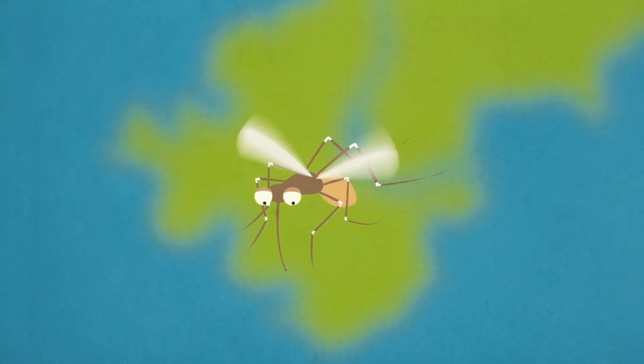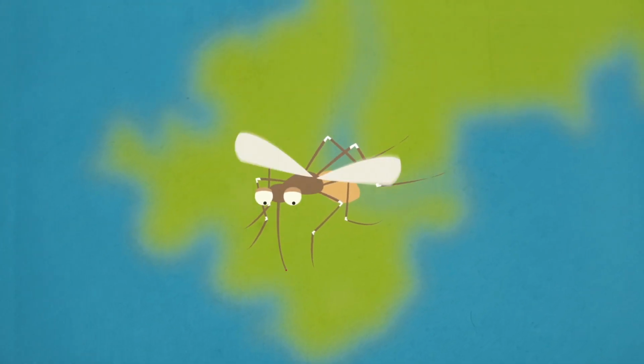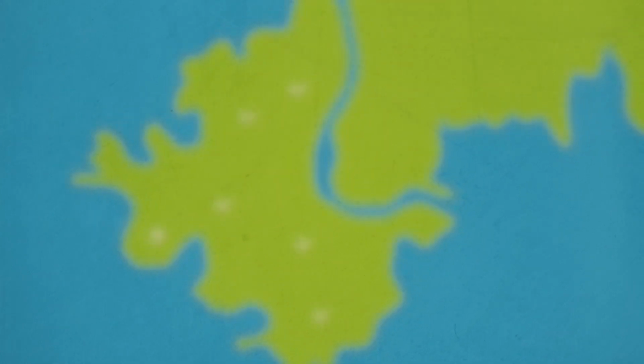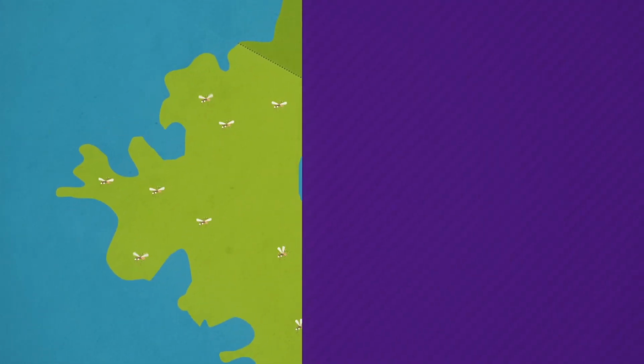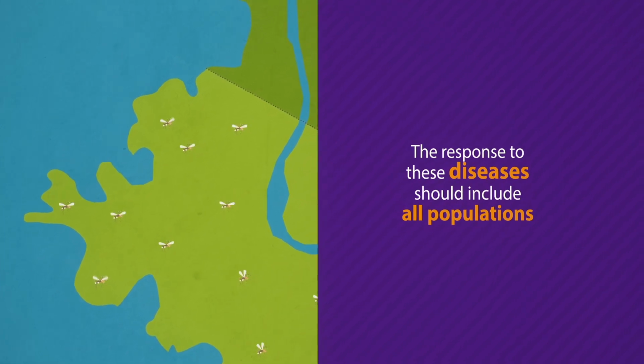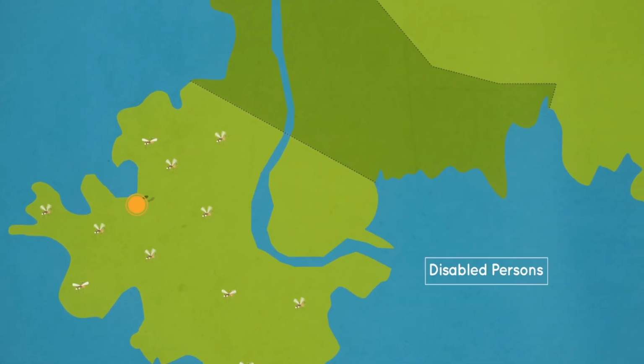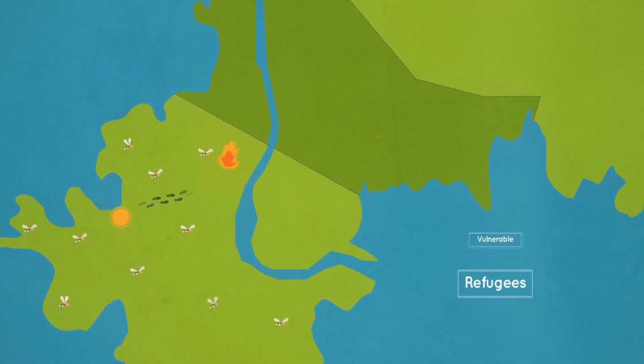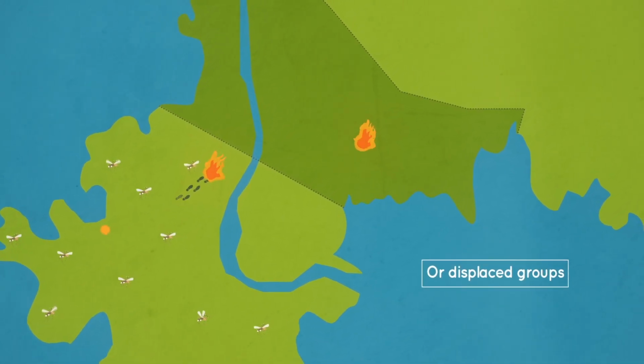But mosquitoes know no borders and will bite regardless of one's nationality or reason for migrating. This is why the response to these diseases should include all populations, including all migrants, whether they are disabled persons, refugees, or other vulnerable or displaced groups.